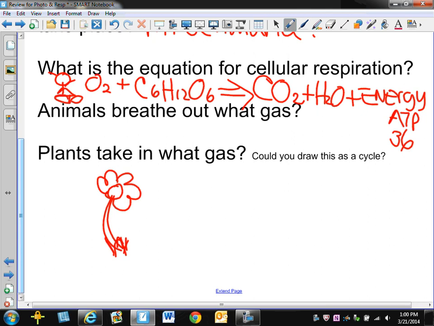So, what gas do plants need? What do they take in? William, what gas do they need? Oxygen. They do not need oxygen. I mean, CO2. Come on, guys, you got to remember where these go. CO2, it needs it. What does it give off? Oxygen. Let's go to blue. I like blue for oxygen. So it's going to give us O2.